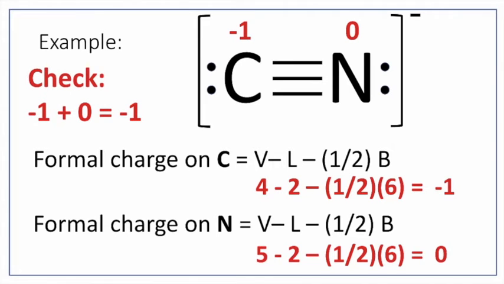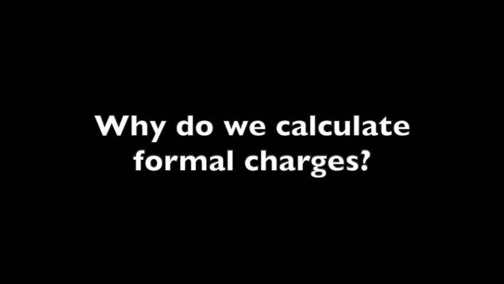And when we check this, we find out that it does. Now, if this were a neutral atom, we would expect the formal charges to add up to 0. If this were a +3 cation, we would expect our formal charges to add up to +3. Why do we do formal charges?